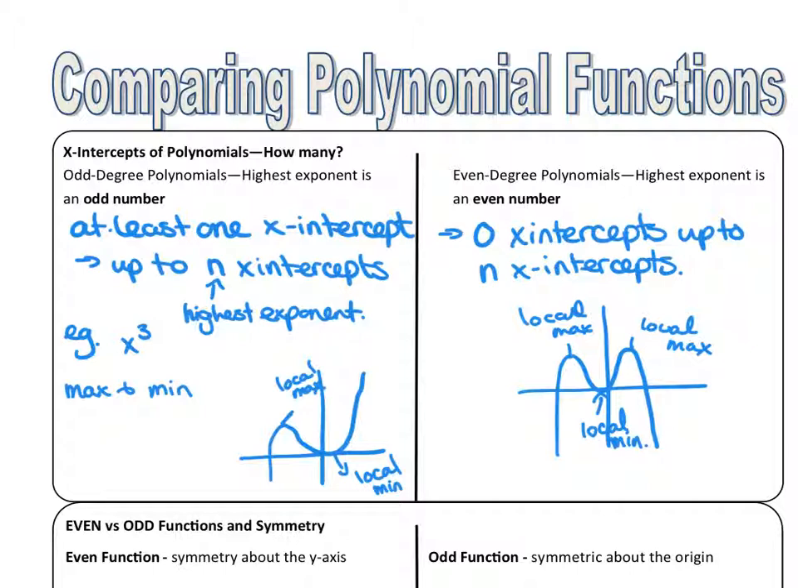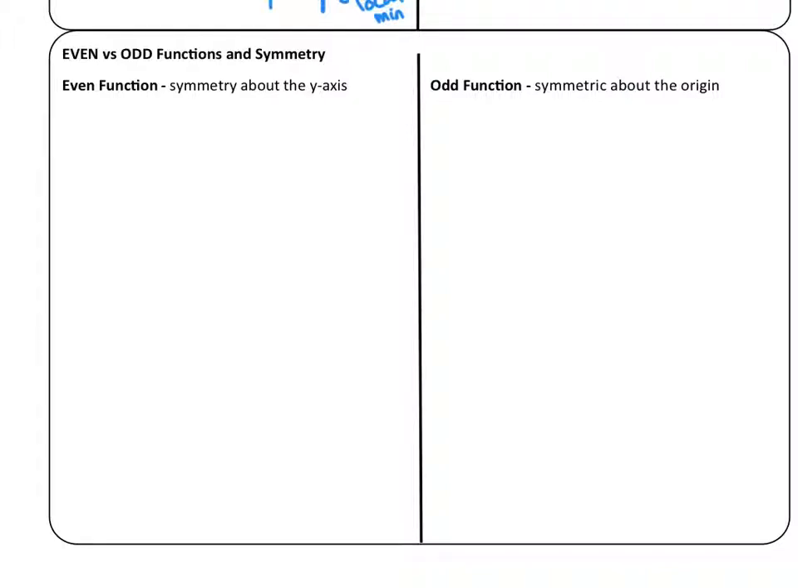A second thing we're going to talk about is even and odd functions and the symmetry. It's a little bit different than our odd degree and even degree. In this case, it's an even or odd function. And there's a couple of calculations we can do to show whether it's an even function or an odd function. And then that also tells us some things about the symmetry of our polynomial function. So we're going to do that next.